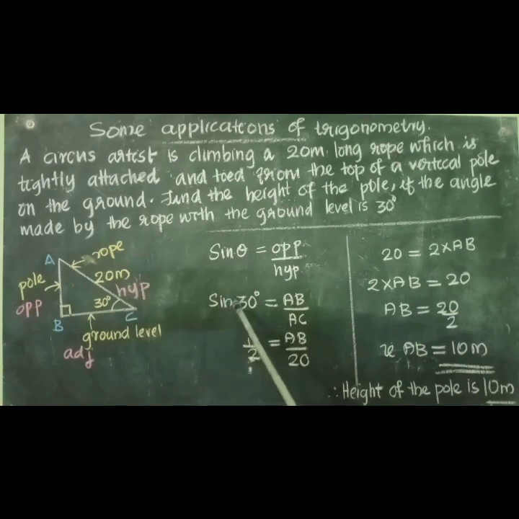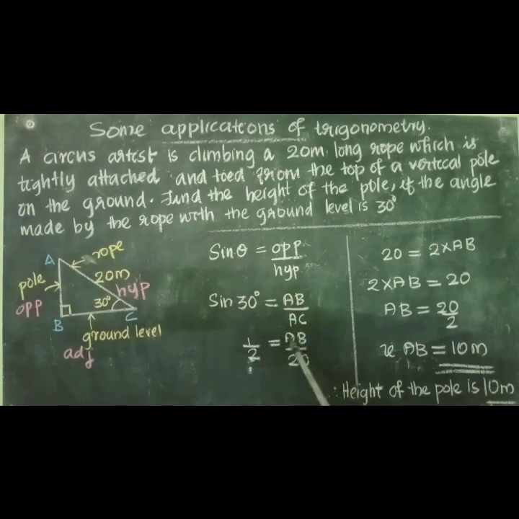So we can write sin 30 degree equal to AB by AC. AB is the opposite side. AC is the hypotenuse. Now AC is given in the question, it is 20 meter. So we can write 1 by 2 equal to AB by 20. How did this 1 by 2 come here? We know sin 30 degree equal to 1 by 2.